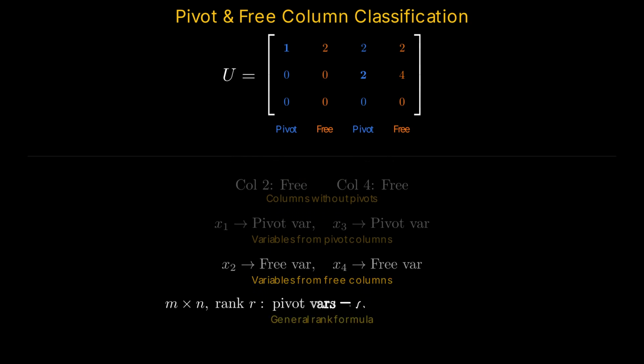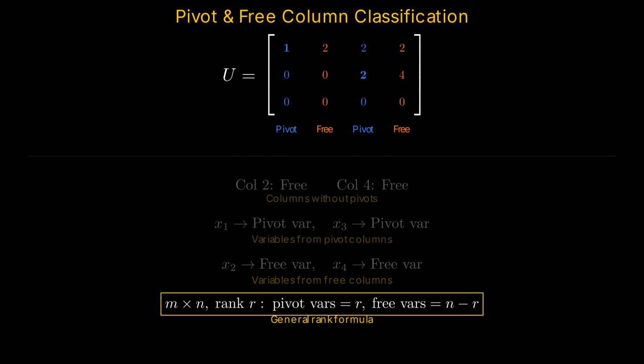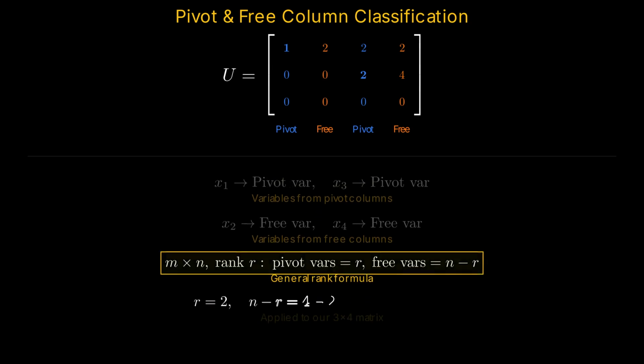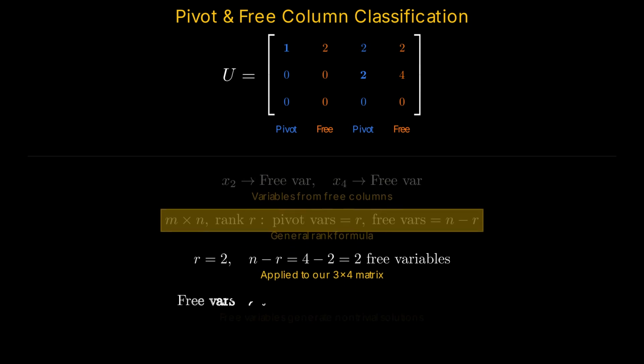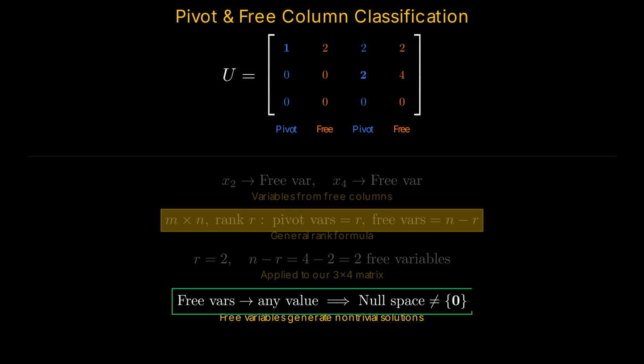The general formula is for an n by n matrix of rank R, there are R pivot variables and n minus R free variables. In our case, n minus R equals 4 minus 2, which gives 2 free variables. Free variables can be set to any value we like. The pivot variables are then determined by back substitution. And this is exactly why the null space contains more than just the zero vector. The free variables generate an entire family of solutions.